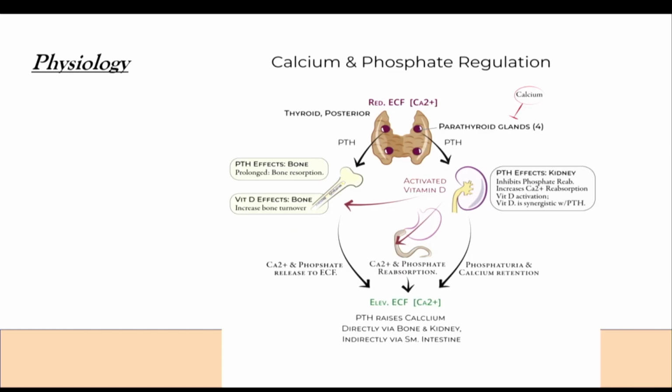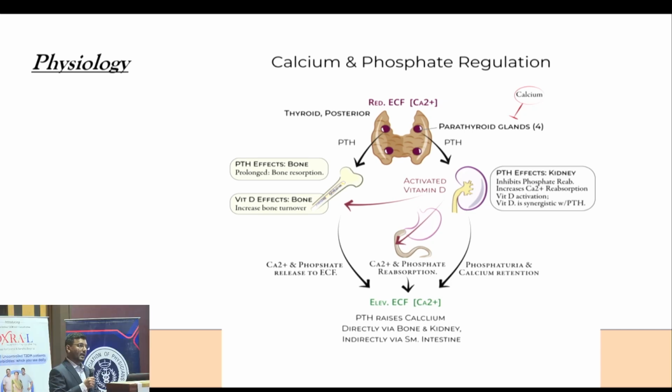So, basic physiology: there are 4 parathyroid glands, as we know. They secrete PTH. PTH resorbs calcium from the bone and maintains the blood calcium level in a very narrow margin to maintain neuromuscular function. Similarly, PTH also acts on the kidney to activate the 1-alpha hydroxylase enzyme, which activates vitamin D, which then helps in absorption of calcium and phosphorus from the gut.